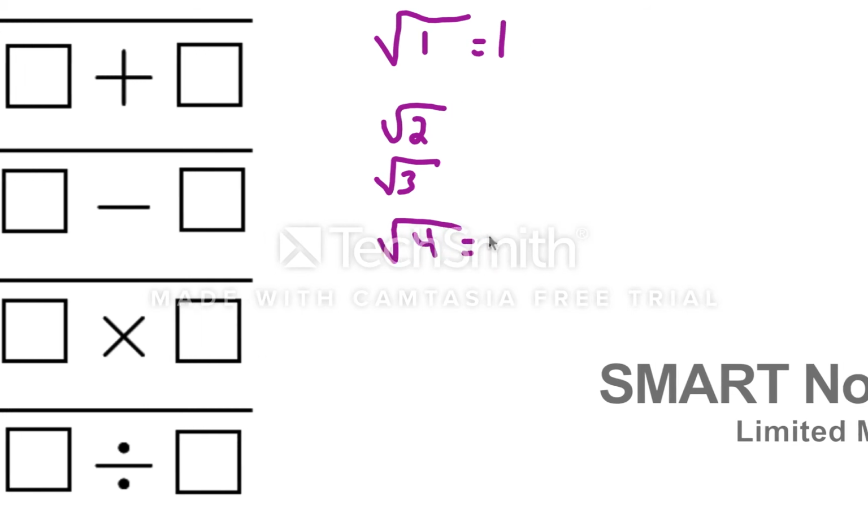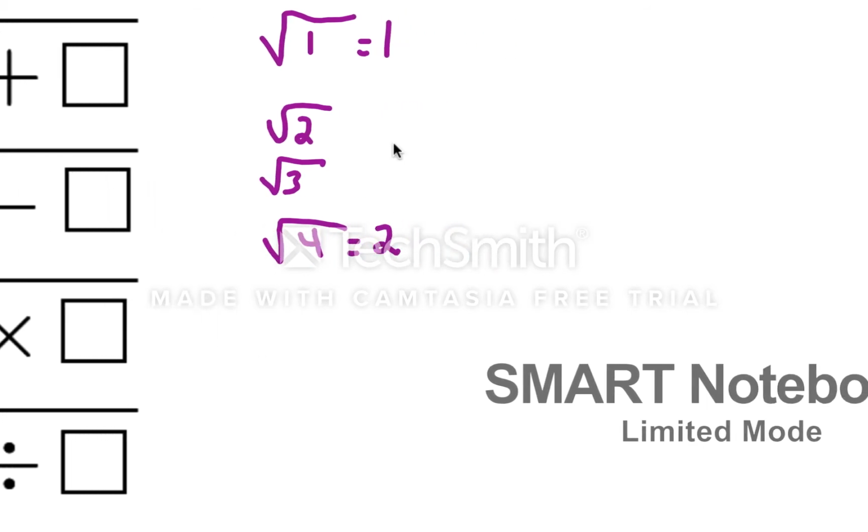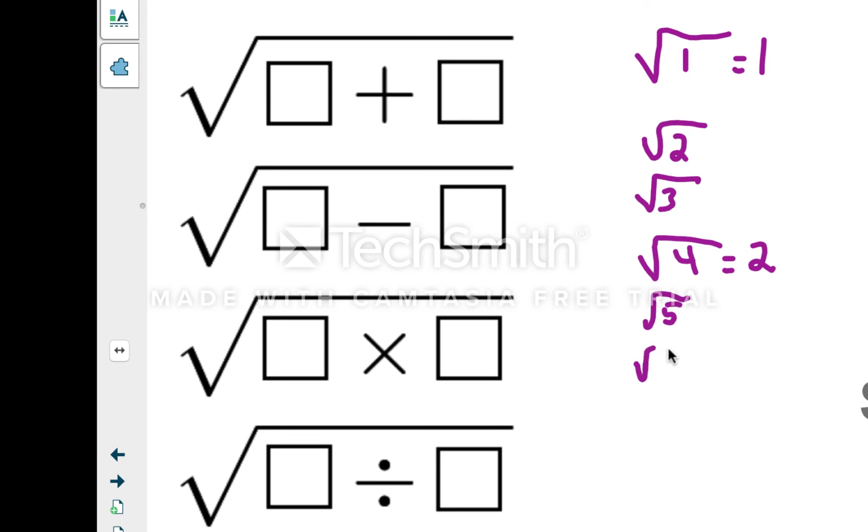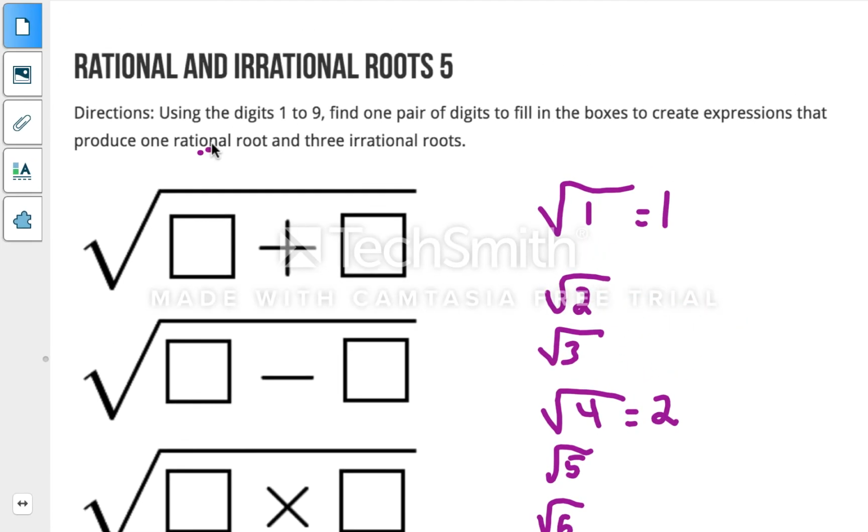So you're probably thinking, well, all right, half the time it's rational, half the time it's irrational, right? But as you keep doing these out, square root of 5 is irrational, square root of 6 is irrational, square root of 7 is irrational. You start to notice that the irrationals are a lot more common than the rationals, right? Square root of 9 being the next rational number. So based on all of that, I think a strategy here would be get your rational out of the way, and then you can worry about the irrational.